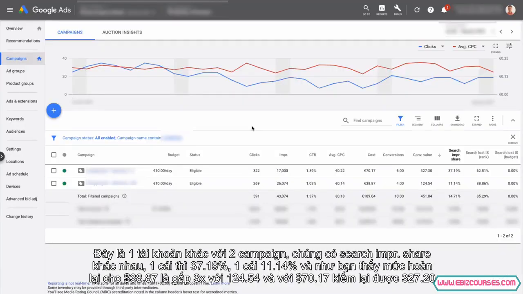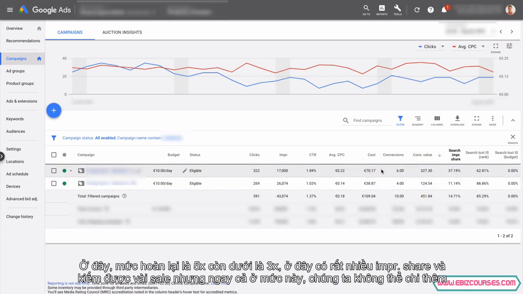Here I'm in a different account. I've got 2 campaigns, and both of them have different search impression shares. For one, we're at 37%, and for one, we're at 11%. As you can see here, we invested about 40 euros and made back 3 times, around 120. Here we spent 70 and we made back 320. So here we're at a little bit below 5 times return, and here we're only at 3 times the return.